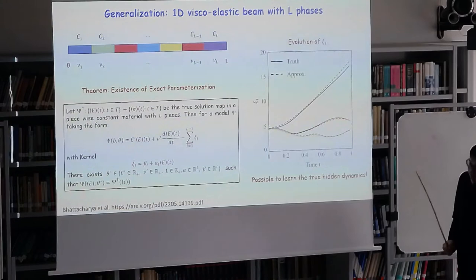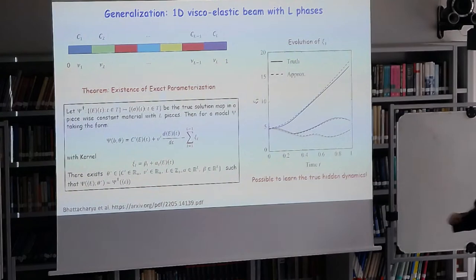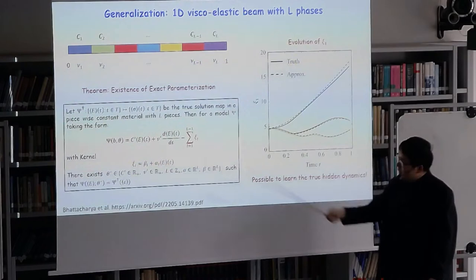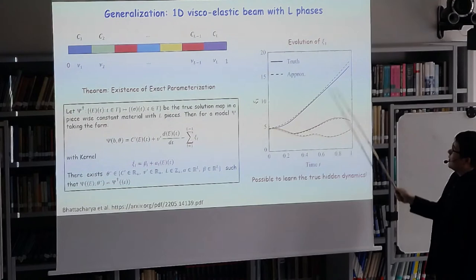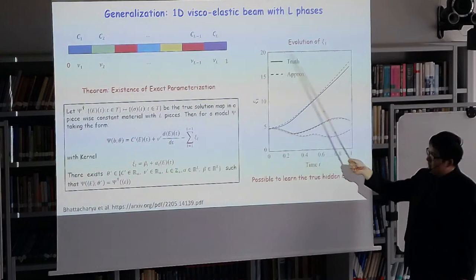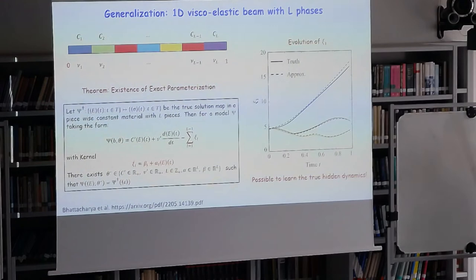And what's more interesting is when we look at the evolution of the state variables, because for this simple 1D case, we know how these state variables are going to evolve. If we compute the evolutions for different loading cases and compare the neural network approximations, which is the dotted line, and the truth, which is the analytical solution, we see that it seems to be able to learn the true hidden dynamics directly from data.